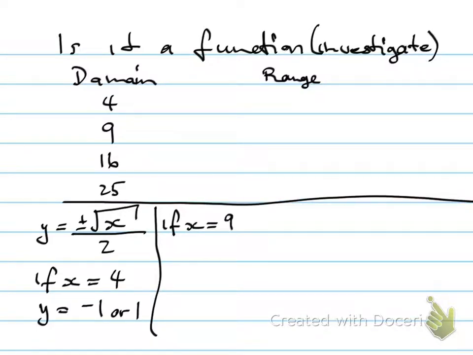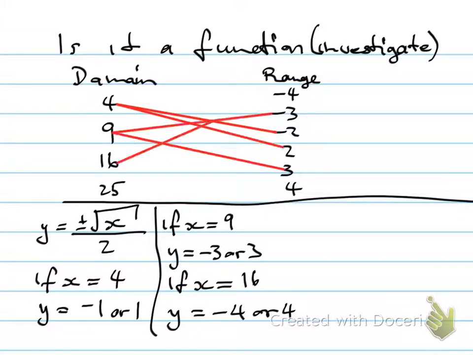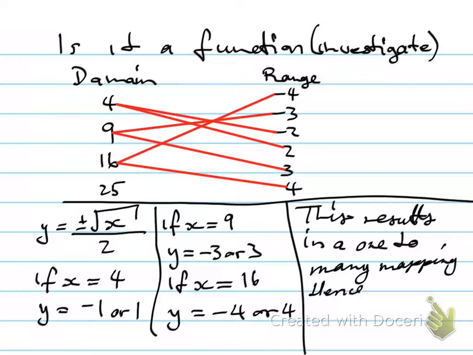If x is equal to 9, what is y? y will be -3 and +3. So we can see that this kind of function is giving us two values. For every single value of the domain, we have two values of the range. This results in a one-to-many mapping. Hence, y is equal to plus or minus the square root of x all over 2 is not a function.